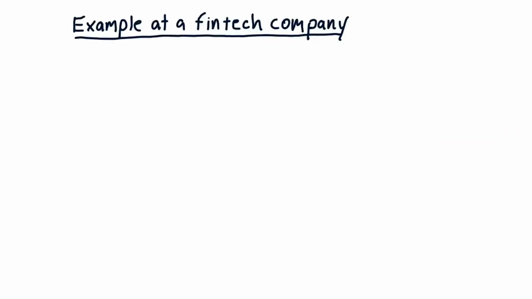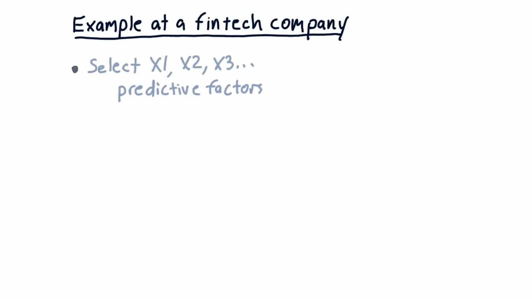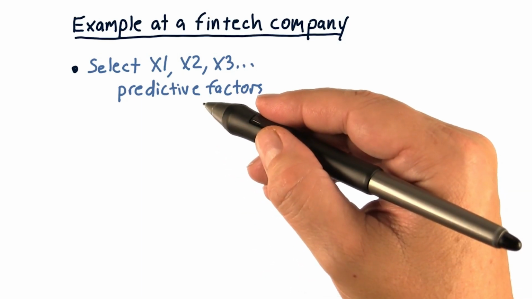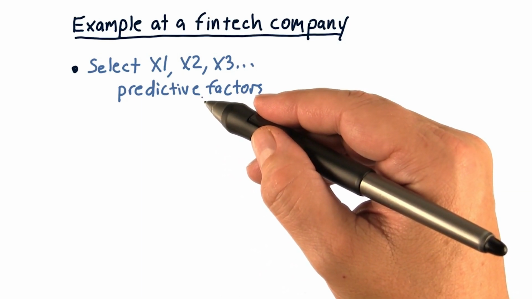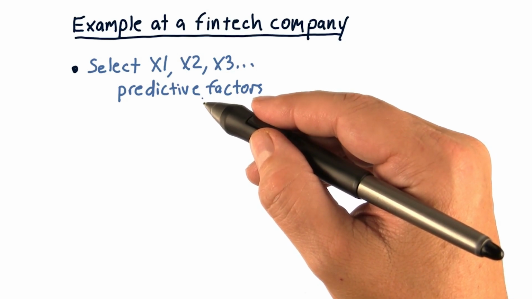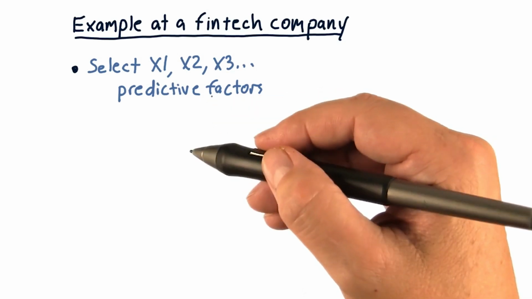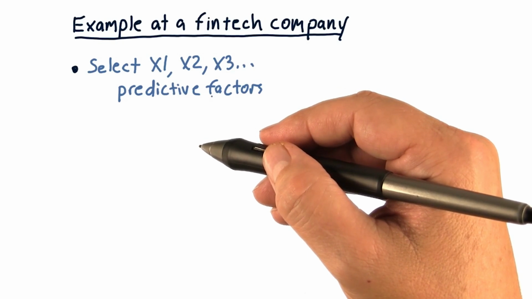I'd like to show you now how we use this process to build a machine learning-based forecaster at a fintech company, at my company, Lucena Research. A first step is to select which factors you want to use. So those are our X's. Remember, it can be multidimensional. So these are things like Bollinger Bands, PE ratio, and so on. Measurable quantities about a company that can be predictive of its stock price.